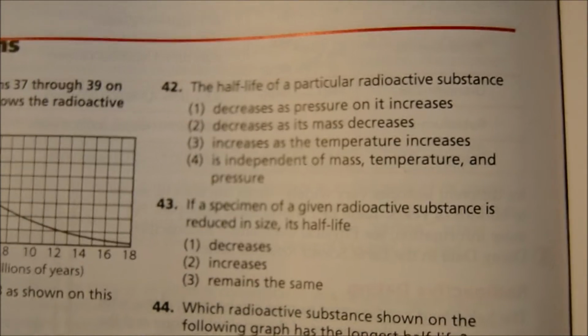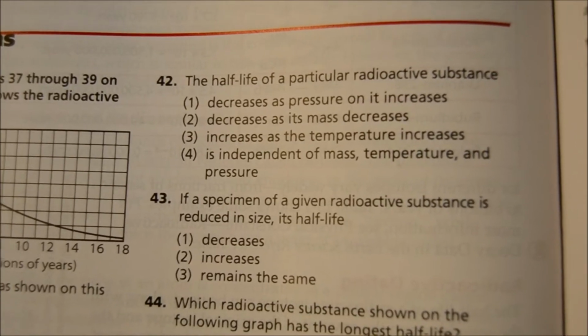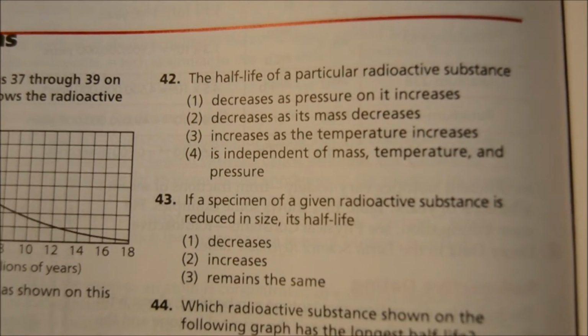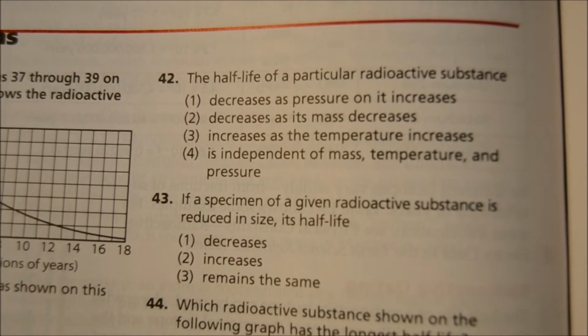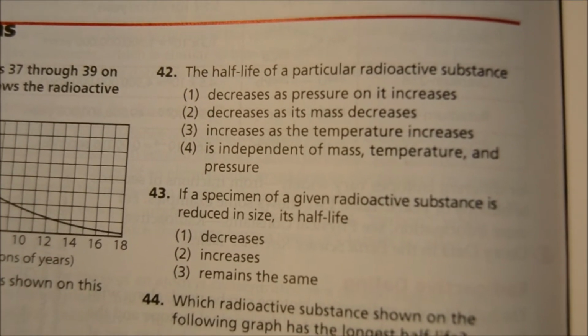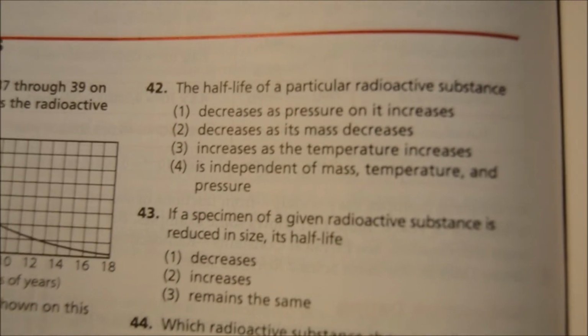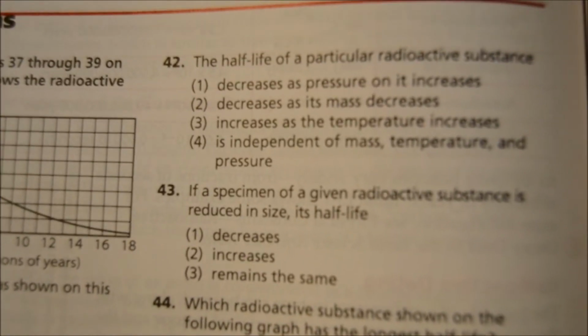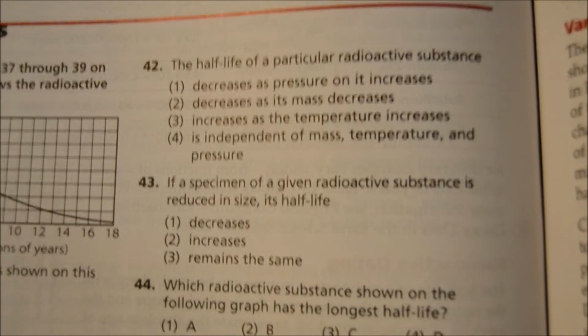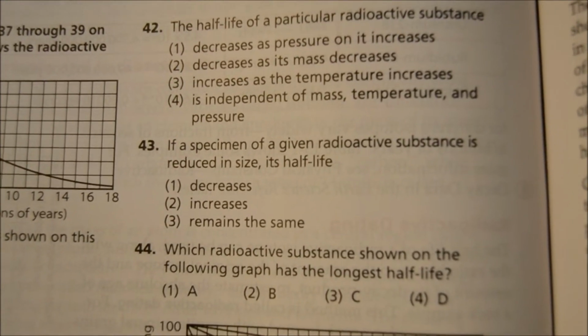42. The half-life of a particular radioactive substance, number 4, is independent of mass, temperature, and pressure. The whole idea, if the mass changes, if you change temperature, if pressure changes, if they change too, then we couldn't use radioactive decay as a form of absolute dating. So it has absolutely no effect, so your answer is number 4.